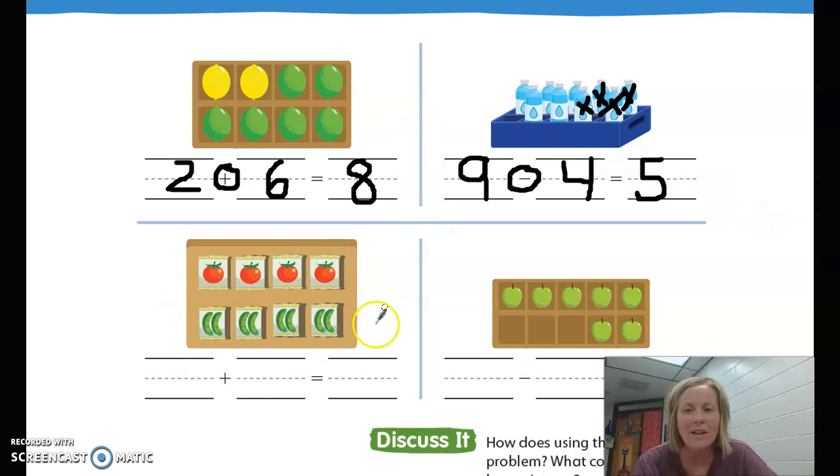All right, I want you to look at these seed packets. We have some of tomatoes and some of peas. Write a number sentence to show how many all together. Look at what you're doing. Look at that symbol.